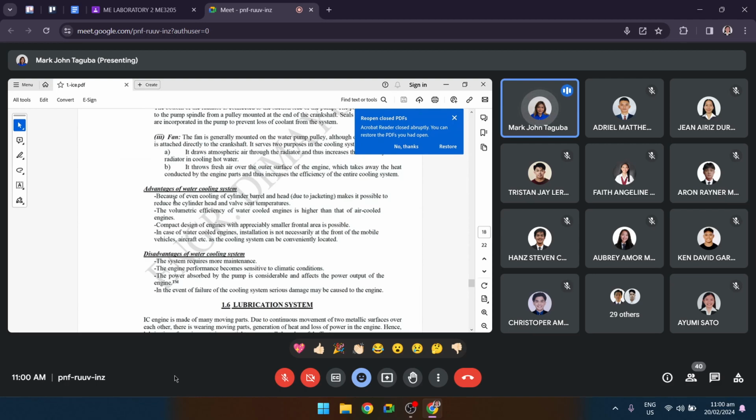While its disadvantages naman, the system requires more maintenance. Yun nga. And then the engine performance becomes sensitive to climatic conditions, and the power absorbed by the pump is considerable and affects the power output of the engine. And in the event of failure of the cooling system, serious damage may be caused to the engine. Ayan, so kapag hindi agad siya nagawa, kasi usually naman kapag kayo gumagamit ng engine or palagi yung ginagamit yung mga makina na yan, usually dapat lagi siyang nagkakaroon ng mga maintenance or minomonitor natin siya para maiwasan natin na masira or ma-overuse yung mga engine natin. Kasi kapag nasira siya, parang mapapamahal pa tayo sa gastos.